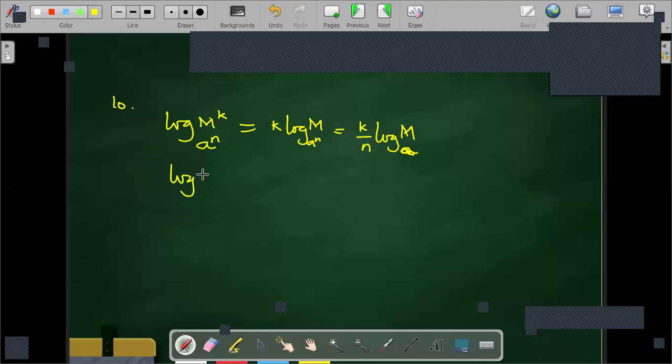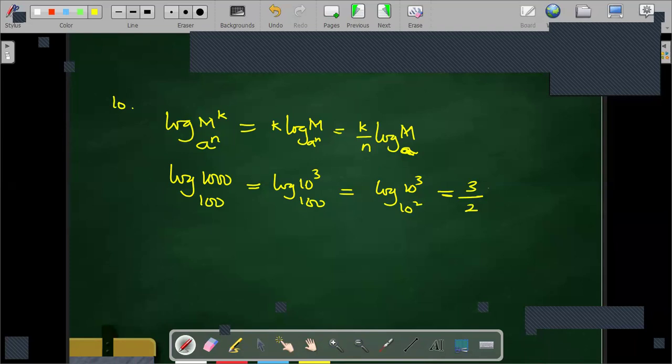For example, let's say we have logarithm of 1000 to base 100. In this case, we could rewrite 1000 as 10 to the power of 3, and we could write 100 also as 10 to the power of 2. Then 3 can go to the front, 2 can go to the bottom as a fraction. Then we have logarithm of 10 to base 10, which is the same as 3 over 2 or 1.5.